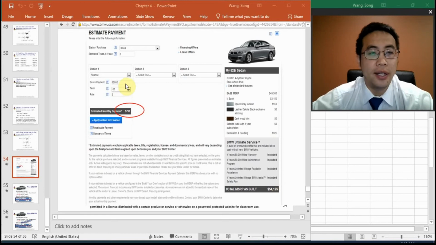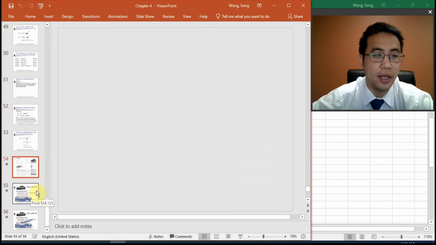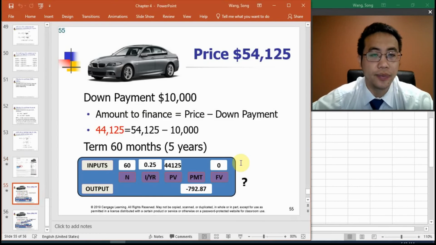Based on a down payment of $10,000 and a 60-month payback period, and the rate is 3%. 3% is a nominal rate, which is measured at the annual level. However, when your payment is delivered on a monthly basis, you should use the monthly rate, which means you're going to divide the annual rate by 12 to get the monthly rate. This is exactly how we do the calculation.